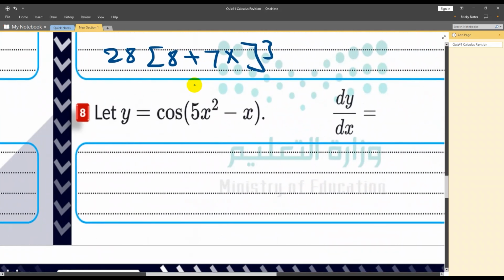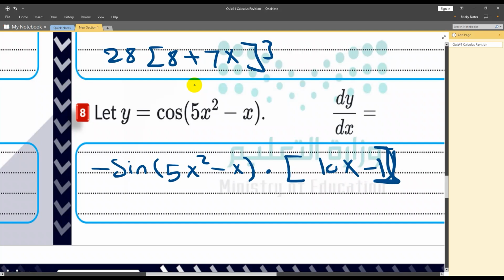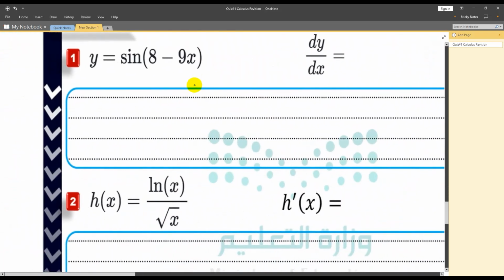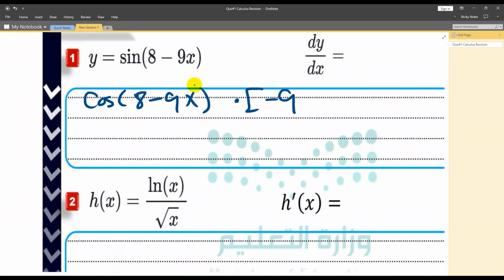Okay, let's continue. The derivative of cosine is negative sine, so it will be negative sine of 5x squared minus x. Get the derivative of the inside, it will be 10x minus 1. Okay, you can keep it like this. Okay, this one, the derivative of sine is cosine 8 minus 9x, and then get the derivative of the inside, so it will be negative 9.